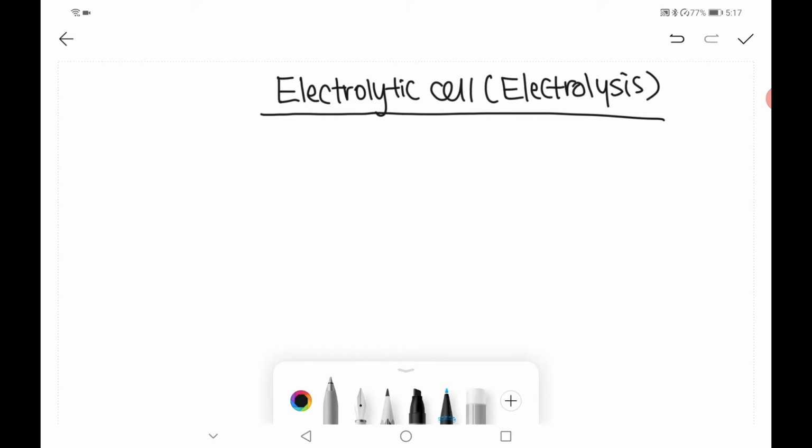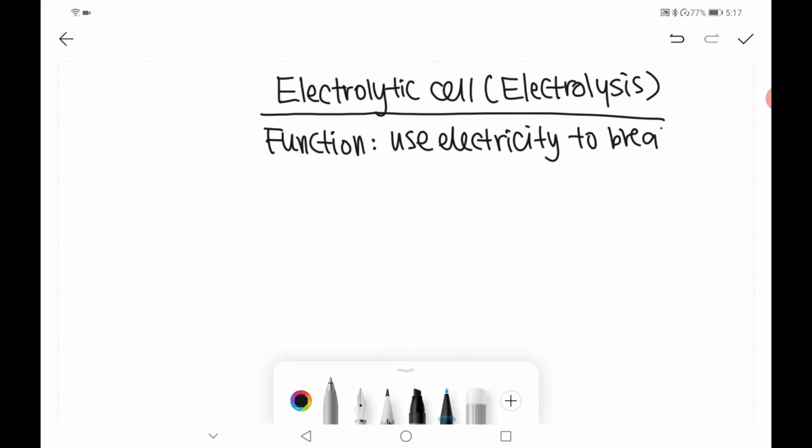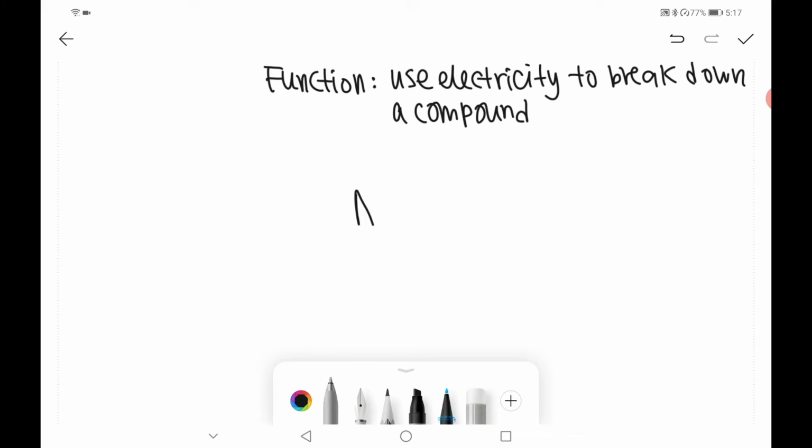So when we come to the electrolytic cell, make sure we know the function, what the electrolytic cell does for us. In an electrolytic cell, we are trying to use electricity, yeah? We want to use electricity to break down a chemical compound, okay? For example, we will use electricity to split sodium chloride, yeah? We will learn in a short while how to use electricity to split sodium chloride to form sodium metal and chlorine gas, okay?